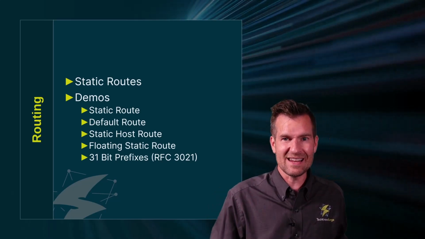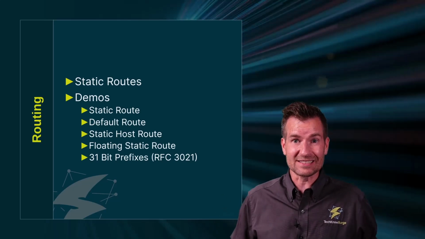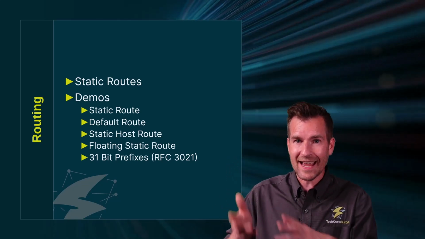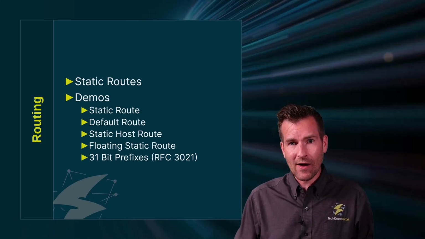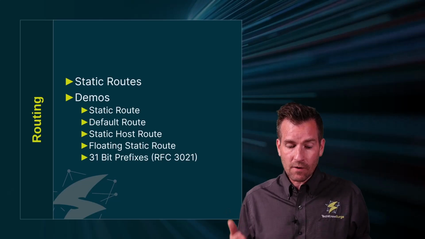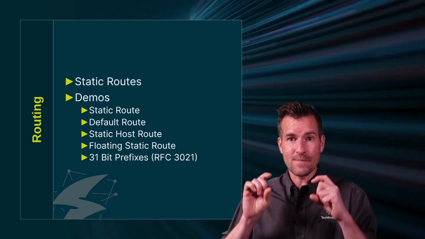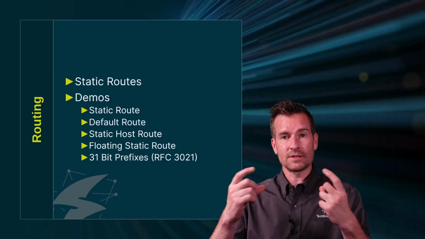We'll get into a default route and how we can send traffic. If it doesn't match anything else, it'll send it to the default route so it knows how to get to the internet. We'll also get into a static host route, how we can set up a static route to a specific host, and also a floating static route, how we can have a backup static route, so if something fails, then it will take the place.